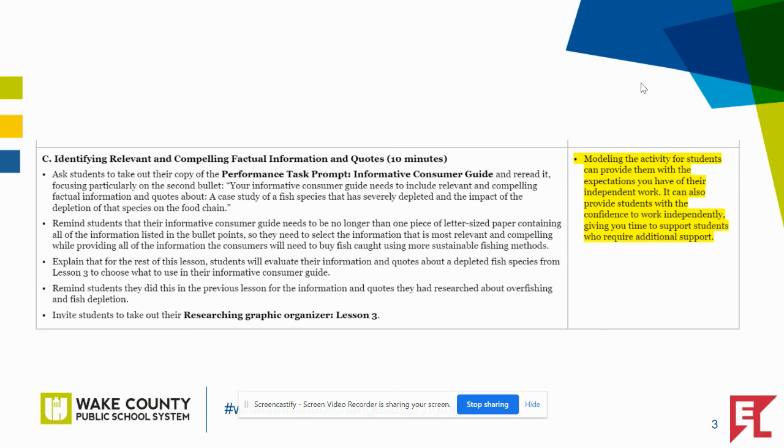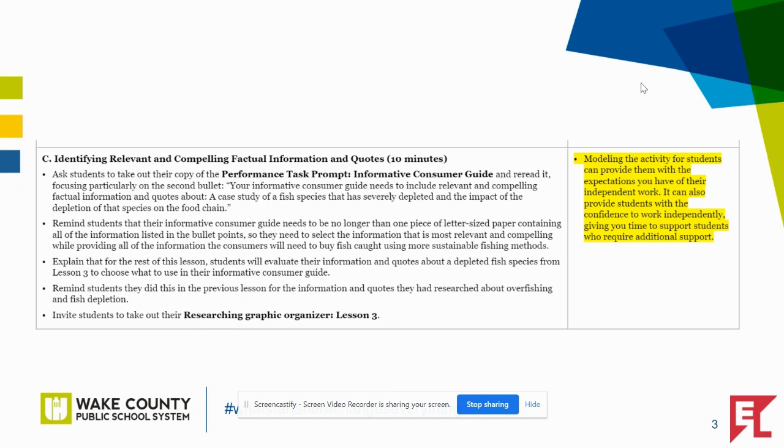After students complete their first quote sandwich graphic organizer, the teacher should refocus students on the next part of their consumer guide. Another component of the guide requires students to include relevant and compelling factual information and quotes about a case study of a fish species that has been severely depleted and the impact of the depletion of that species on the food chain. Students will use their researching graphic organizer from Lesson 3 to help them find the information they need to include in this next quote sandwich.